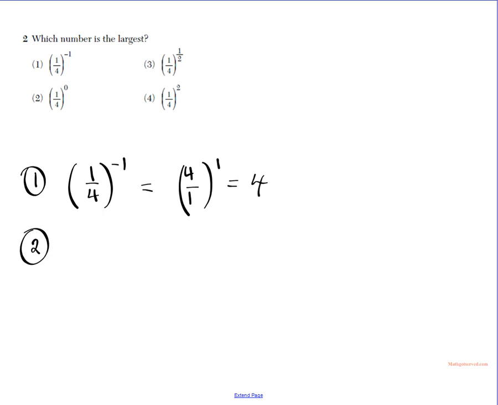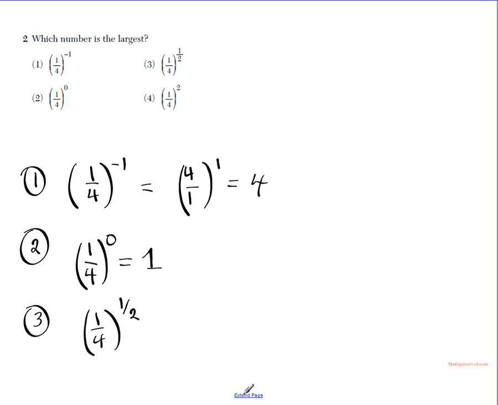Number 2, option 2, we have 1/4 raised to the 0th power. You know that any number raised to 0 is always unity. It's just 1. All right, number 3, 1/4 raised to the 1/2 power.